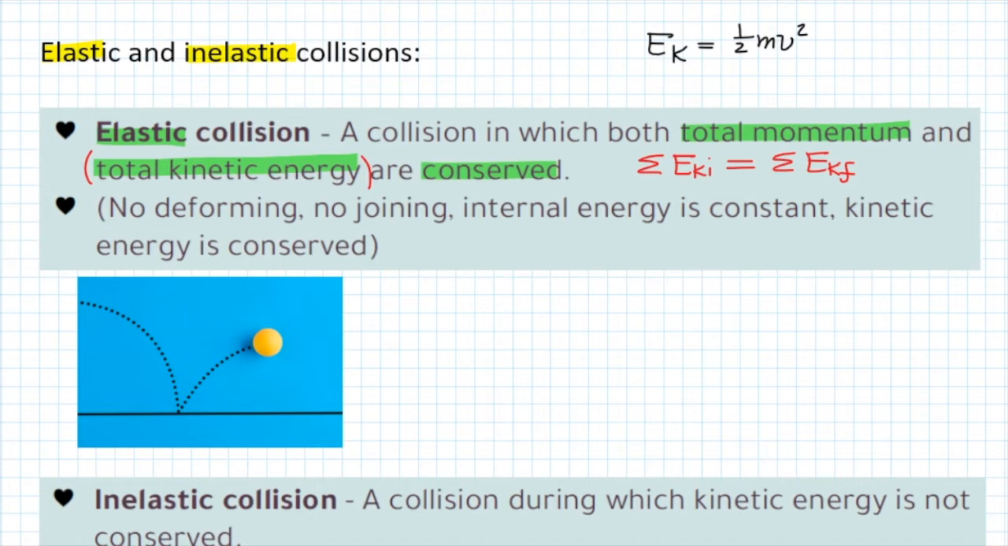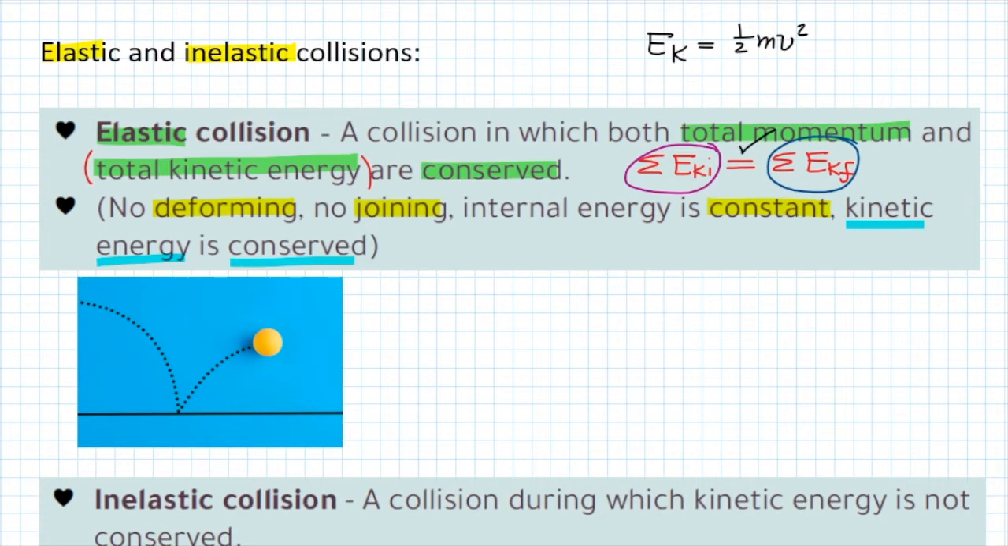Normally, when an elastic collision happens, there's no deforming, there's no joining. The internal energy is constant, so in other words, no energy is lost in the form of heat or light or deformation. And most importantly, grade 12s, the kinetic energy is conserved. So if you would like to prove that a collision is elastic, you're going to add the kinetic energies of both objects before the collision. Then you're going to add the kinetic energies of both objects after the collision. You're going to see if they're equal to each other, and if they're equal, then it means that we have an elastic collision.